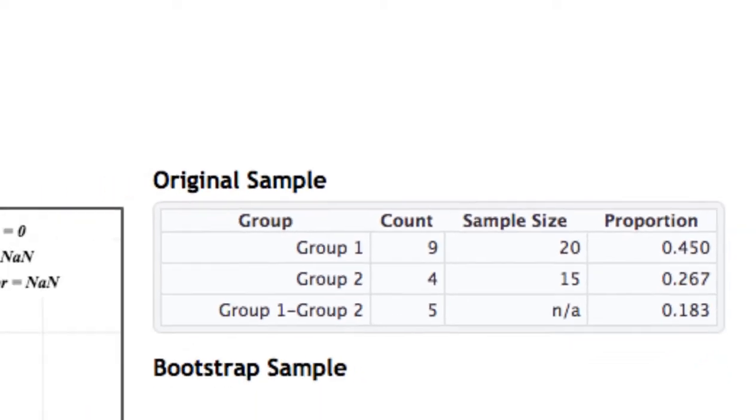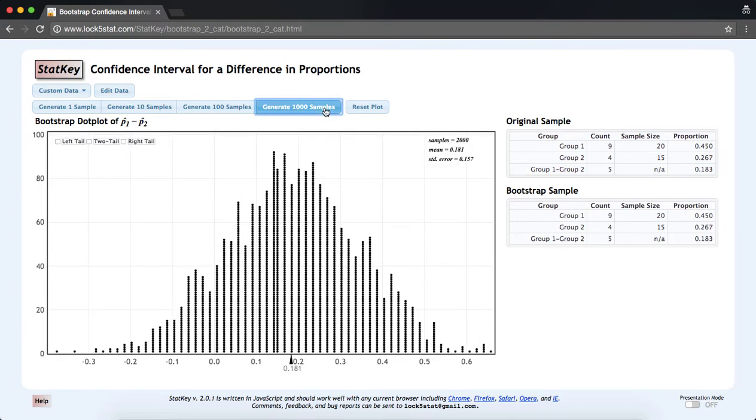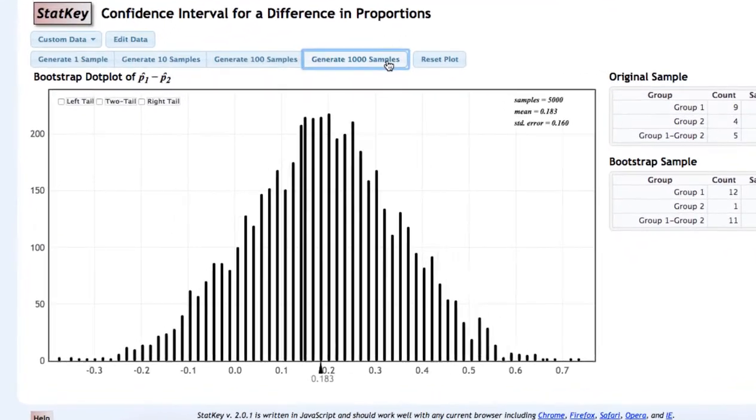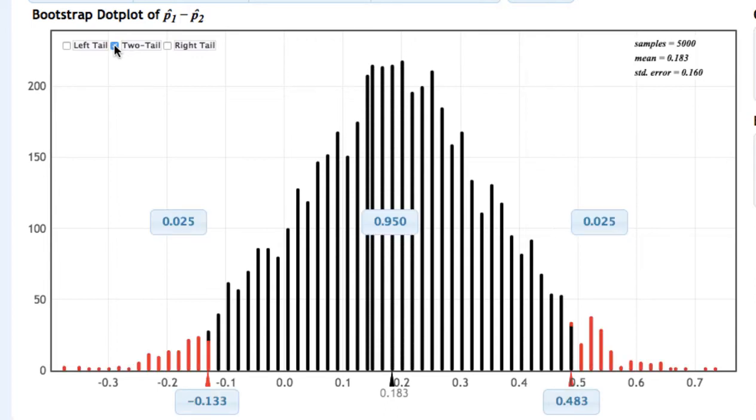Let's generate a few thousand bootstrap samples so that we can construct a confidence interval. Here we have our bootstrap sampling distribution for the difference in the proportions of these two groups. To use the percentile method, we'll select two-tail. The default in StatKey is to construct a 95% confidence interval.